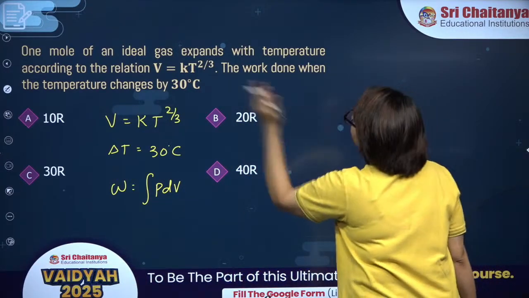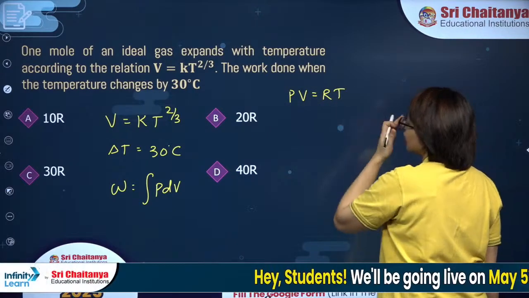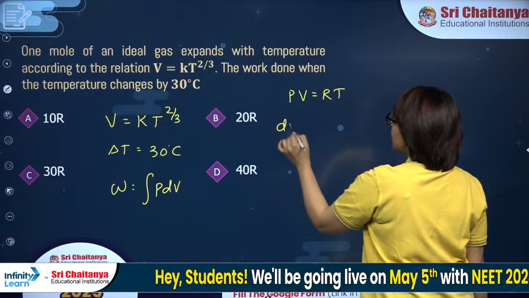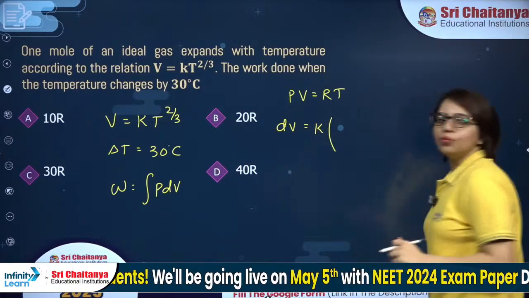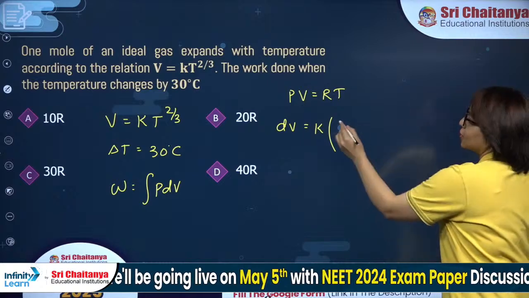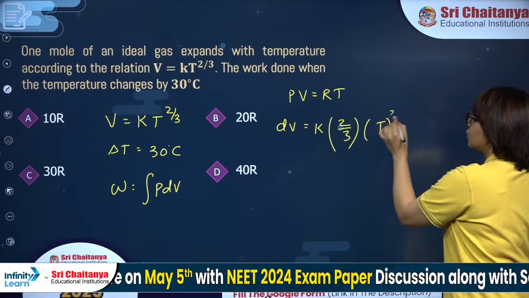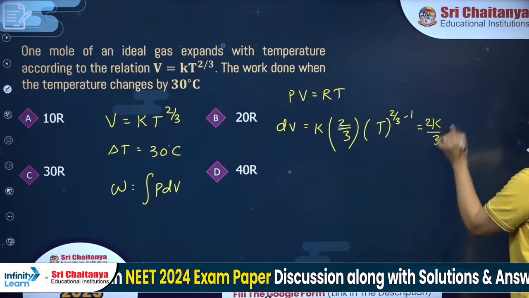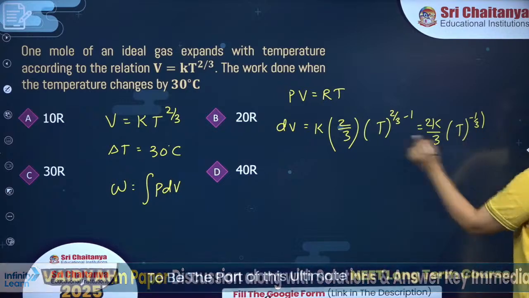And for 1 mole of an ideal gas, PV is equal to RT. So if you differentiate this equation, you will get dV is equal to K times differentiation of T to the power 2 by 3, which is 2 by 3 times T to the power 2 by 3 minus 1, which is 2K by 3 times T to the power minus 1 by 3 dT.